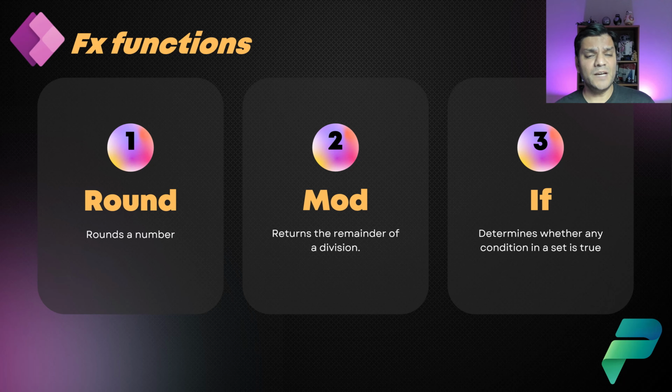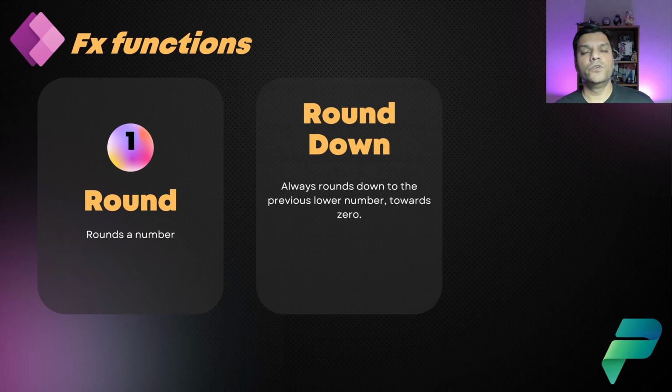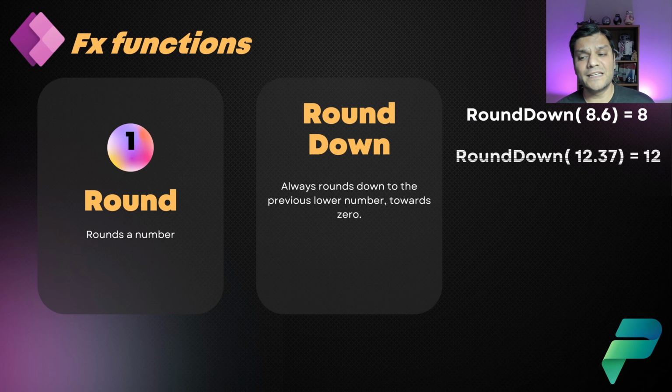Specifically about the Round one, we are going to use RoundDown, because it always rounds down to the previous lowest number towards 0. For example, if I did a RoundDown of 8.6, even though it is 0.6, it is going to round that off to 8. Or if I did a RoundDown of 12.37, even though it is 0.37, it is going to round that down to 12. So these are the key Power Fx functions that we're going to use.